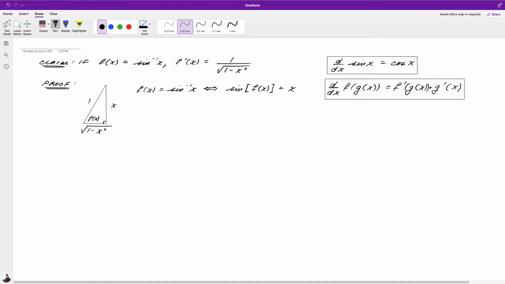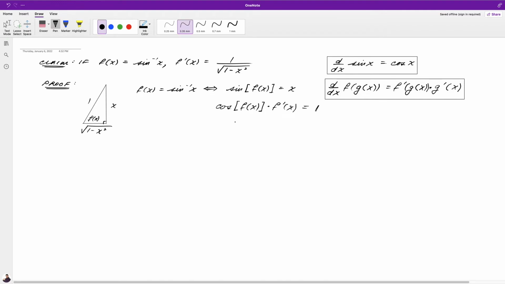I'm going to be taking the derivative of both sides. Now, the derivative of the sine of something is the cosine of something. But we can't stop there because we're taking the derivative of both sides with respect to x. Therefore, we have to, by the chain rule, multiply by f prime of x, which is actually what we're looking for. So there's the left-hand side, and then the derivative of the right-hand side is just 1. Taking the derivative of both sides with respect to x.